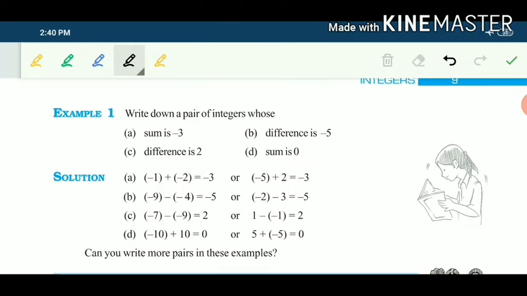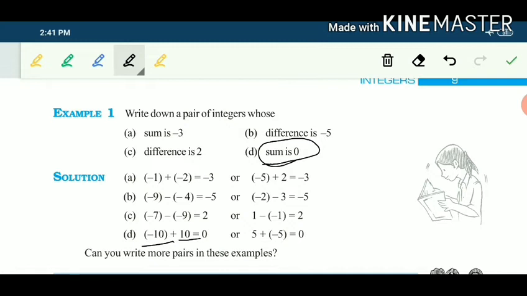B part, pair of integers whose difference is minus 5. You can take any two integers, like they have taken two examples. Their subtraction is minus 5. Similarly, C part is given, the difference should be plus 2. It should be a positive 2. So they have taken these two examples. D part is the sum should be 0. That is the additive inverse.